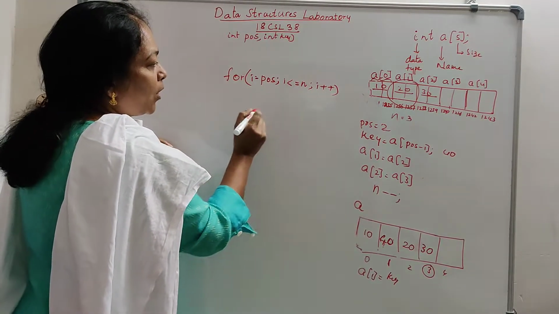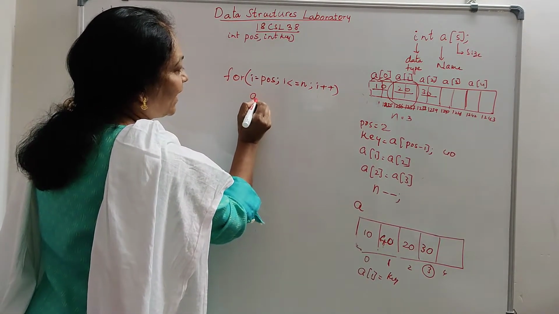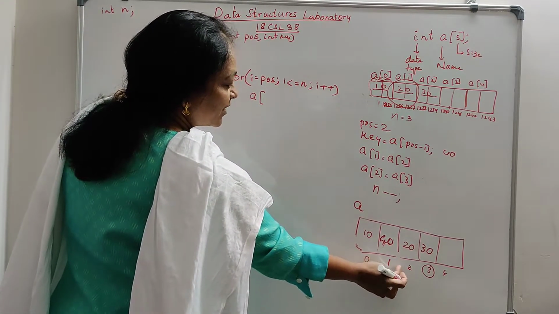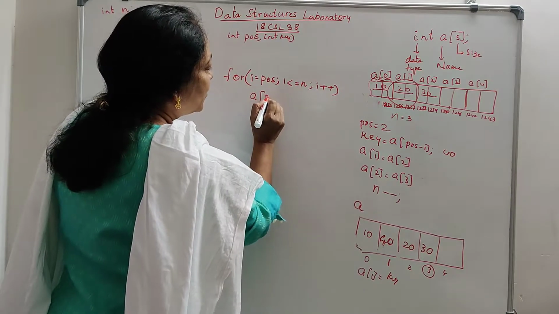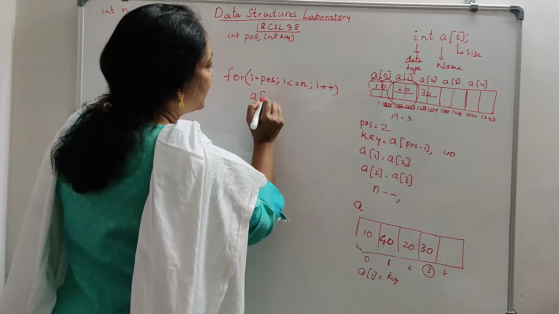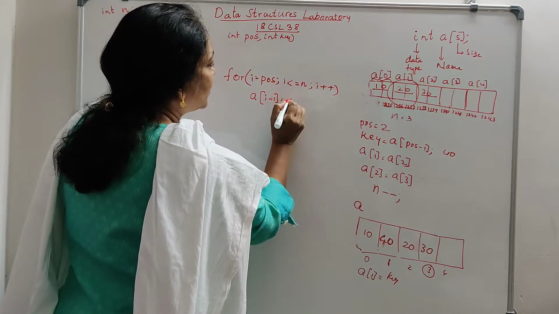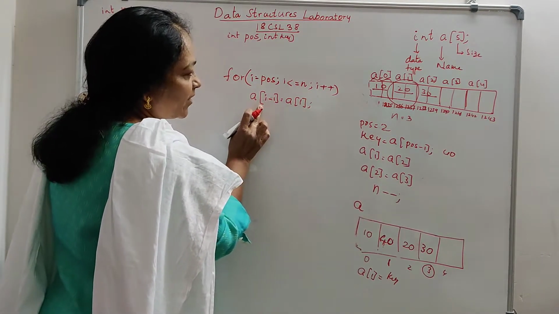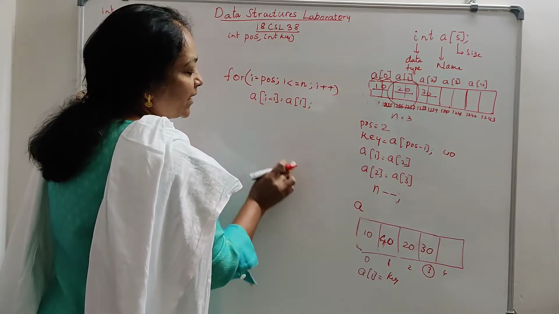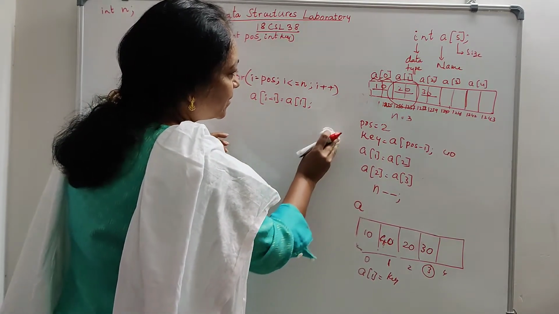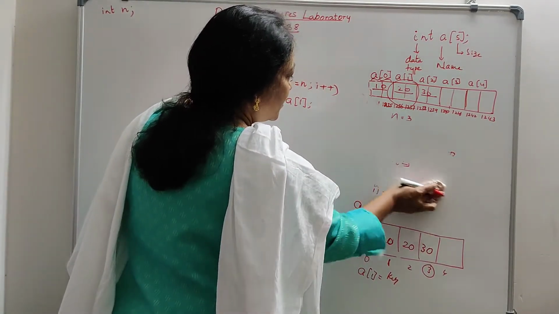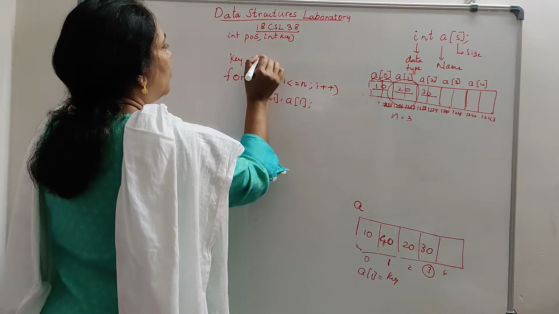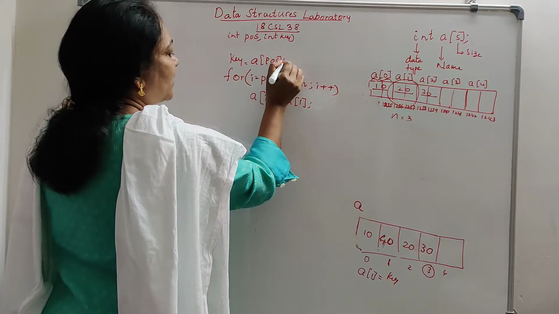And now how am I going to do that? So a of, now here we are in this position. Now this has to come here. That means a of I minus 1 is equal to a of I. So whatever is there in the ith position should be copied into I minus 1. Okay, let me show you. Before that, key is equal to a of position. First you store that.